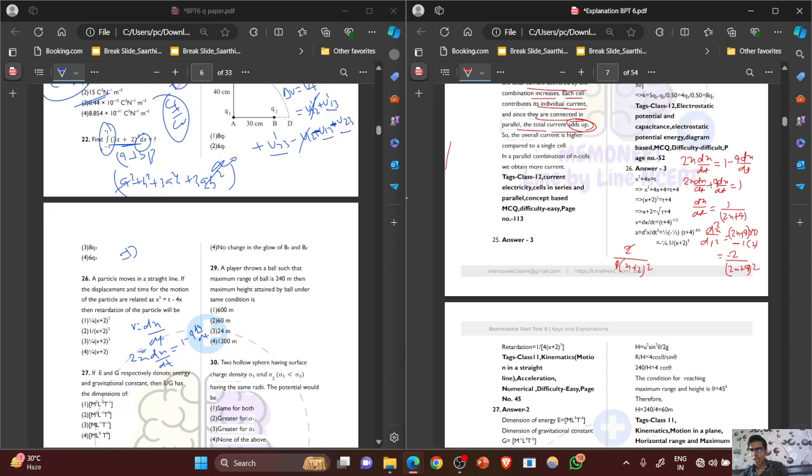Let me check my calculation. It becomes 2x plus 4. So (2x plus 4) to the whole square by v square. Taking 2 common, here it will become x plus 2. Taking whole square of it, it will become 4 above 2. It will be 1 by 2, I think. Here it will be 2. Option first is the correct answer.